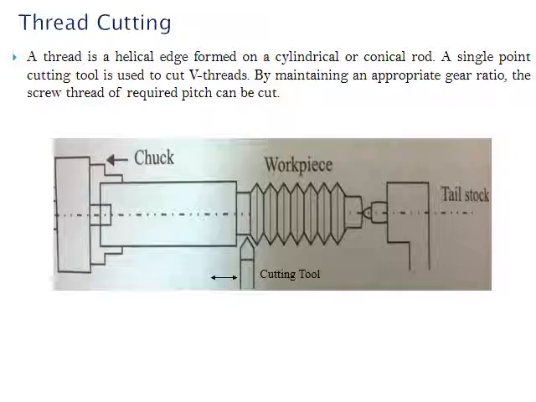A V-type thread is a helical edge formed on a cylindrical or conical rod. A single point cutting tool is used to cut the V-thread, so the cutting edge will be only one. By maintaining an appropriate gear ratio, the required screw thread pitch can be cut. This is threading.